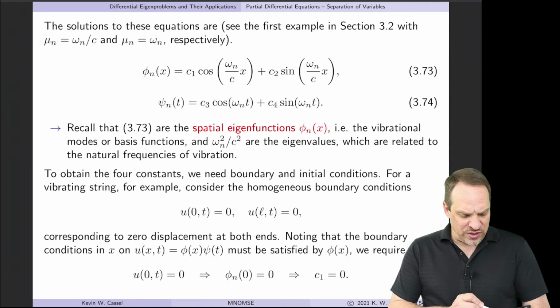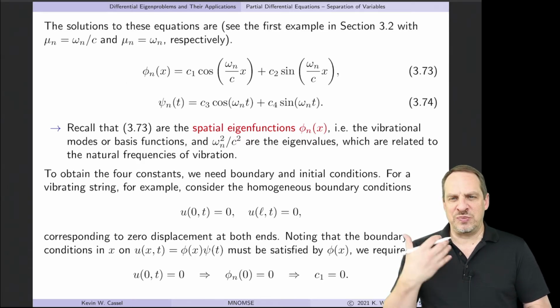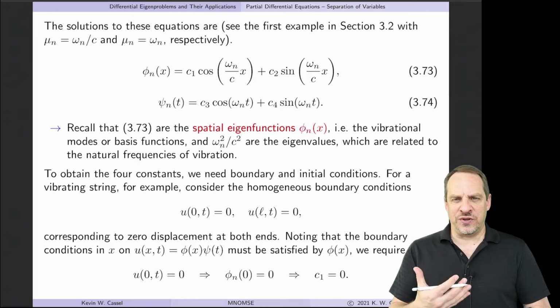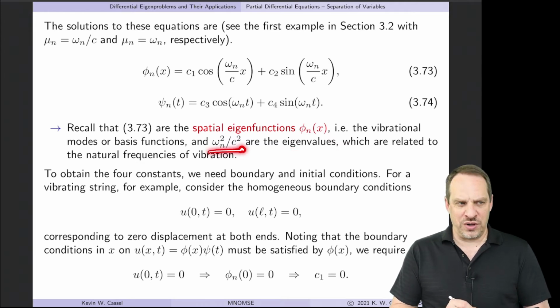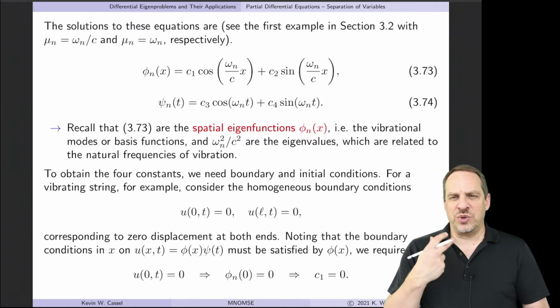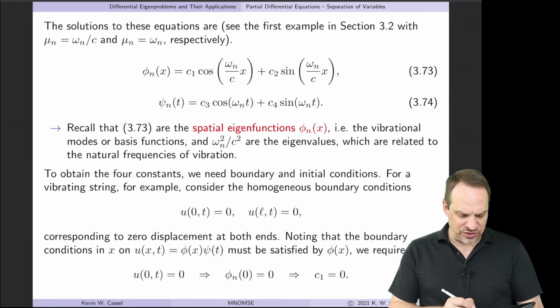So let's focus on this one first, the phi sub n of x. These are the spatial mode shapes. These are the eigenfunctions of our differential eigenproblem. And remember that the eigenvalues, the lambdas, are omega squared over c squared in this case. All right, so we need two boundary conditions and we need two initial conditions. Let's talk about the boundary conditions first.